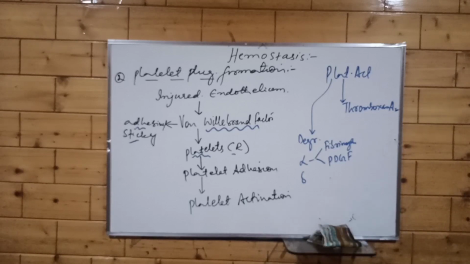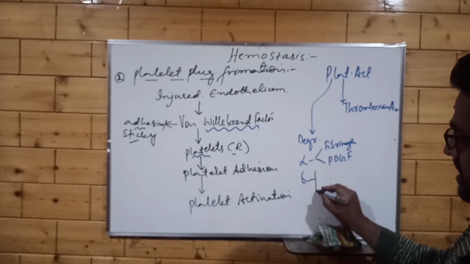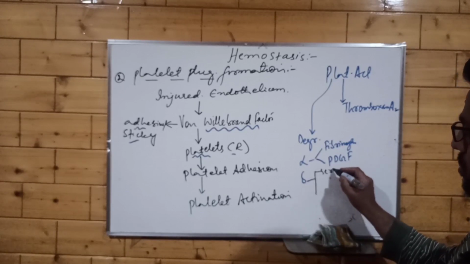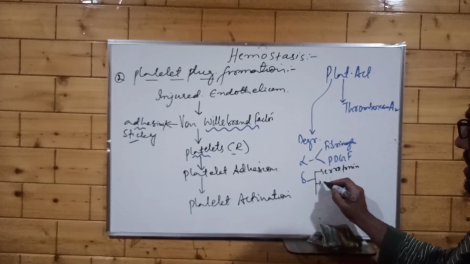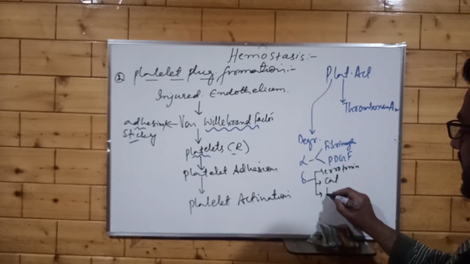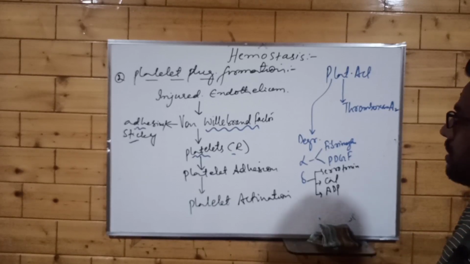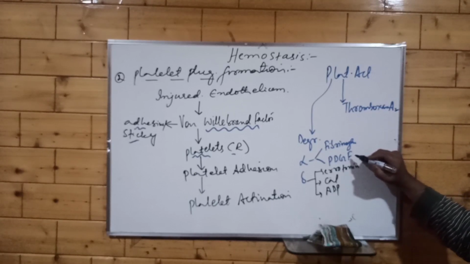And what is the composition of the delta granules? Three important things I did mention. I told you about three things, son. Number one, serotonin release is there, number two is calcium, and number three is, what is this number three? ADP. Got it? So PDGF, I mentioned the role: proliferation of the smooth muscles, and attracting the fibroblasts towards the site of the injury for the synthesis of collagen.